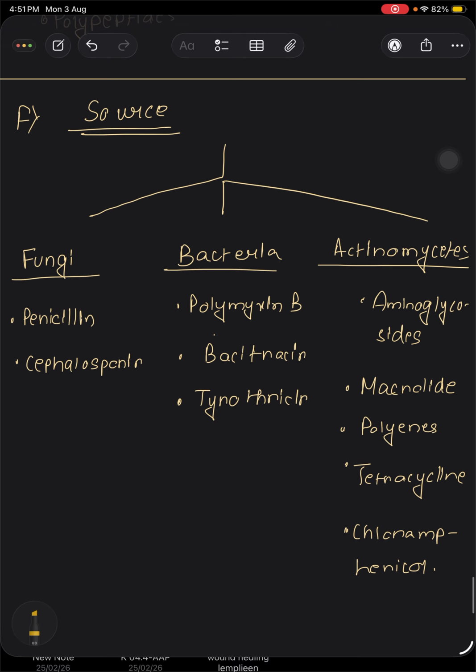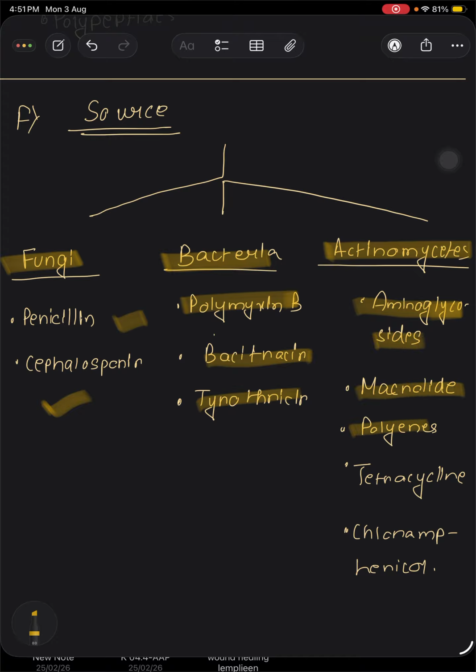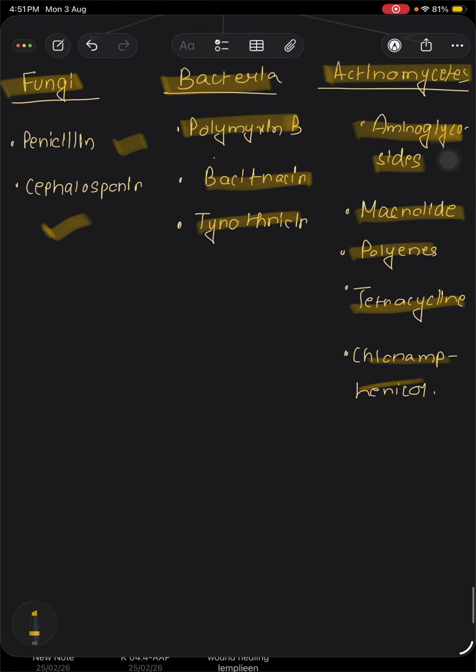Then comes the source, the origin of the anti-chemotherapeutic agents. From fungi we get penicillins and cephalosporins. From bacteria there are polymyxin B, bacitracin and tyrothricin. And from actinomycetes we have aminoglycosides, macrolides, polyenes, tetracyclines and chloramphenicol.